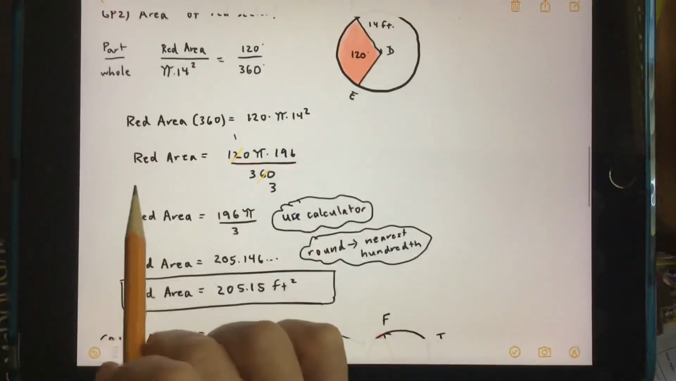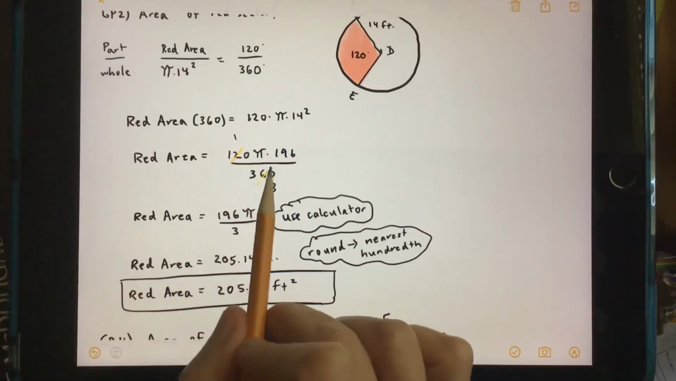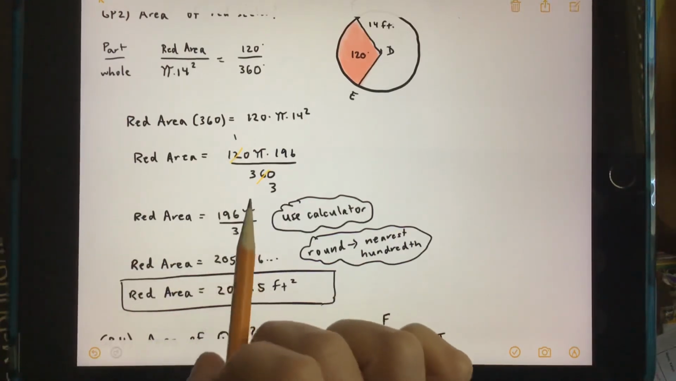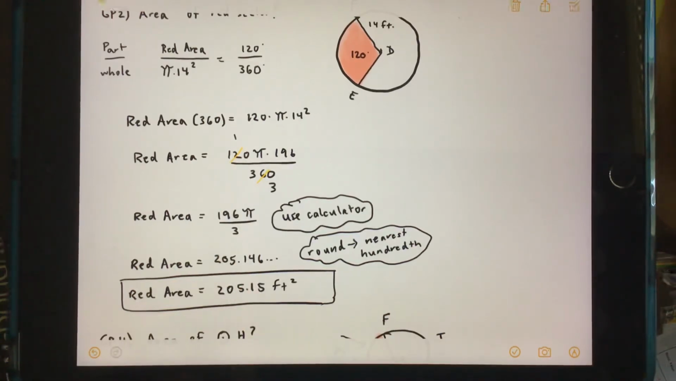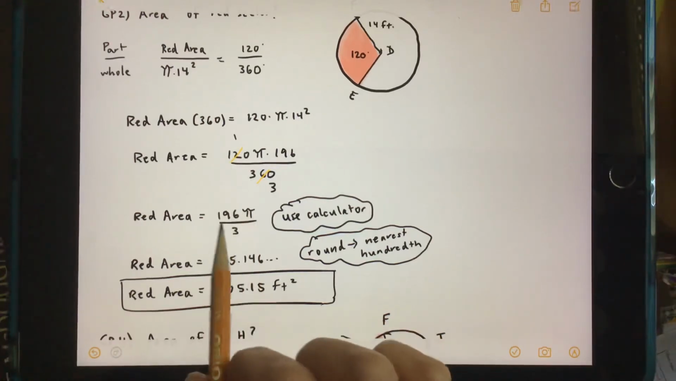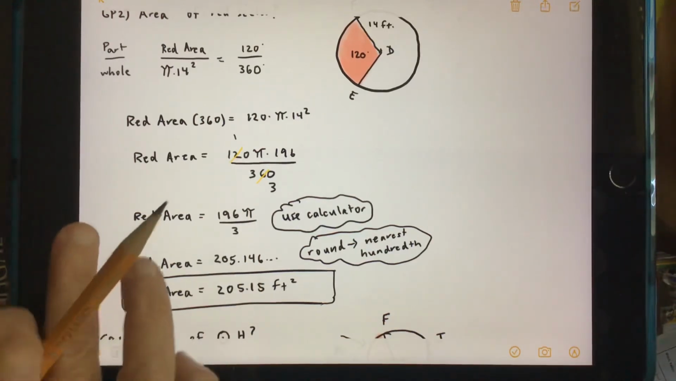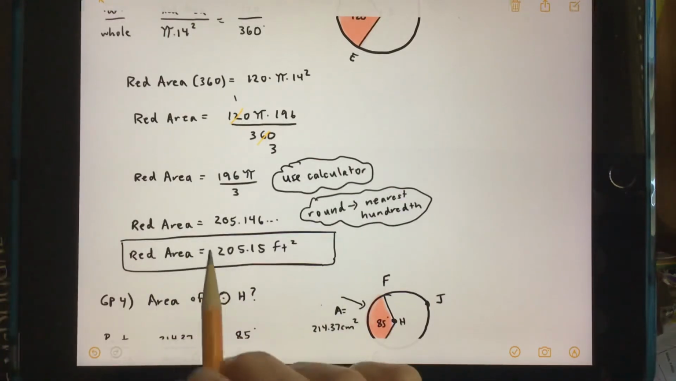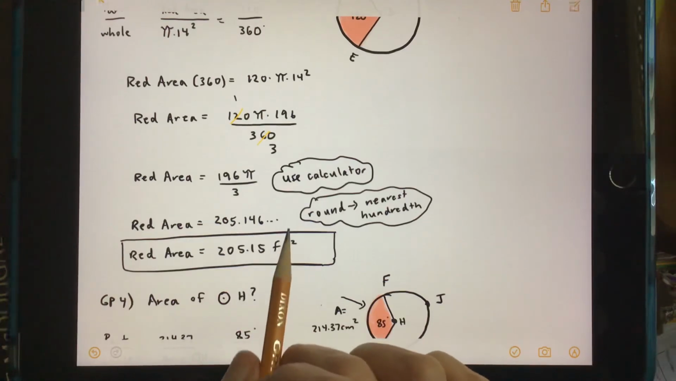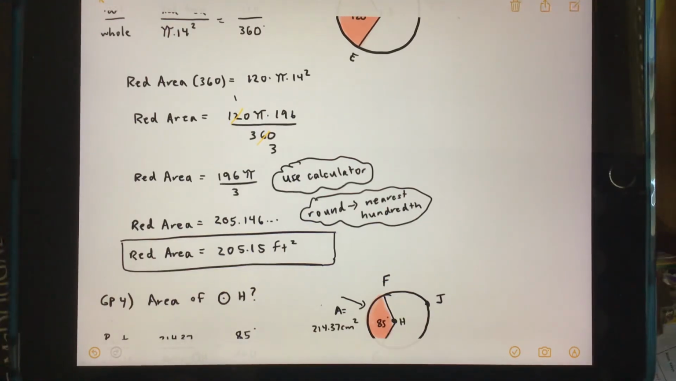Divide both sides by 360, and the red area is 120 times pi times 196 divided by 360. You can plug all of that into your calculator. If there is easy simplifying, I would go ahead and do it. Since 120 and 360 reduced down to 1 over 3, I chose to go ahead and do that simplifying, so 196 pi over 3. Then I used my calculator, and I saw the value 205.146 and a bunch of digits after that. I'm going to round that to my nearest hundredth, and that's going to give me 205.15 feet squared for the area of that red sector.